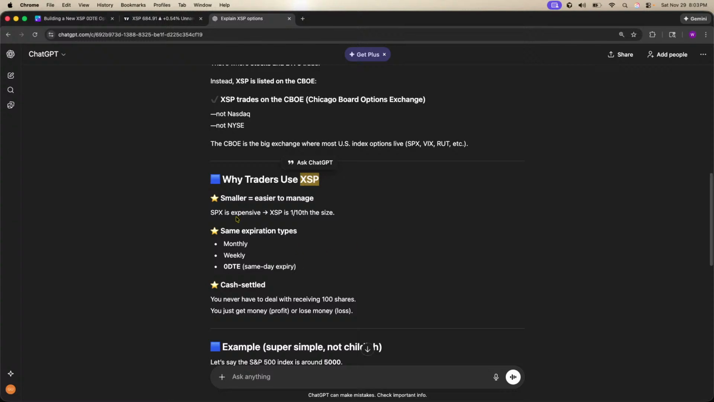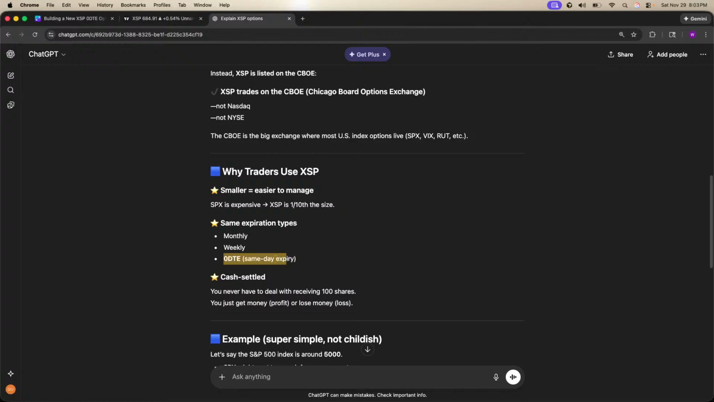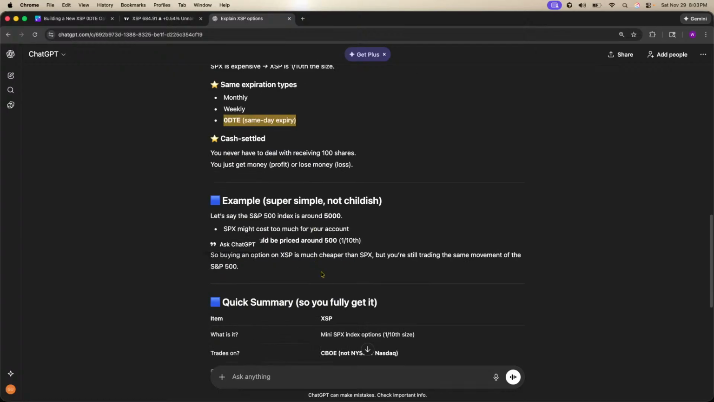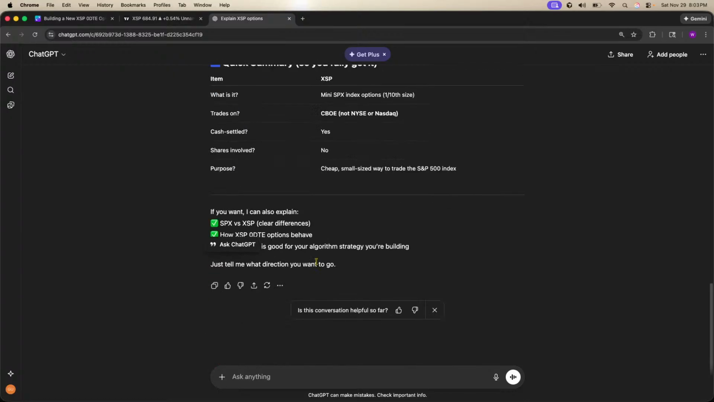But let's keep going. XSP is cheaper, 1/10 the size. So same options, right? Monthlies, weeklies, and zero DTEs. This is where we're going to be hanging out. All right, so we understand XSP, right? XSP is just the smaller version of SPX. SPY is the S&P 500, the top 500 companies within the New York Stock Exchange.